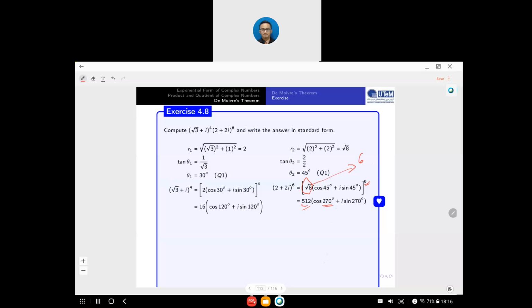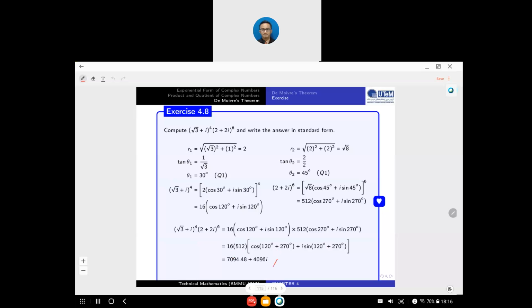Okay. And then since you already got these two values, you can solve by multiplying these values. So you can get 16 times 512, and then the angles, because it's a product, it becomes a summation. So your final answer is this one, because you want to change it into standard form. Okay? Any problem, class?